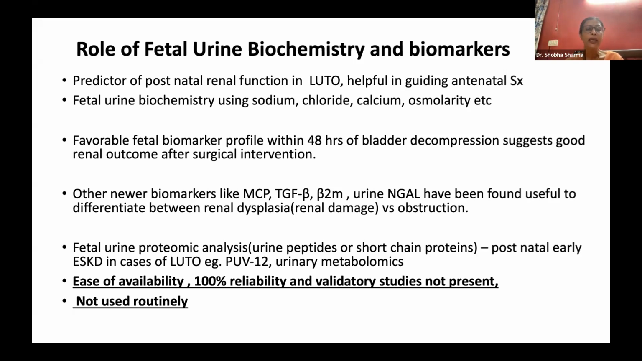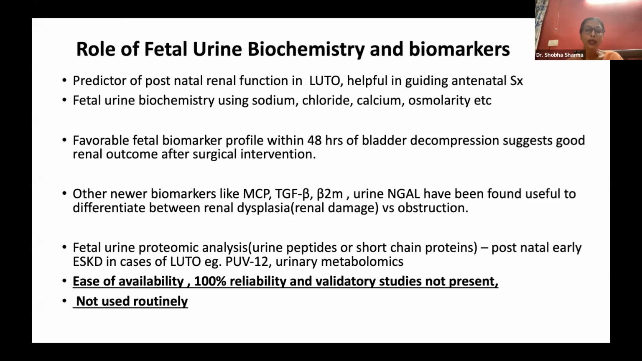And again, recently there has been a lot of emphasis on proteomic study. Urine proteomic analysis means that we study fetal urine for the presence of very short chain proteins, which are known as peptides. A combination of these peptides, or short chain proteins, is used as a signature marker for the presence of significant renal dysfunction. Like in case of LUTO, that is lower urinary tract obstruction, if these are significantly high, they can predict the presence of early dysfunction or irreversible renal dysfunction below 2 years of age. So for PUV, we have this signature proteomic protein, which is PUV12, which can predict the presence of ESKD in cases of LUTO, that is lower urinary tract obstruction.